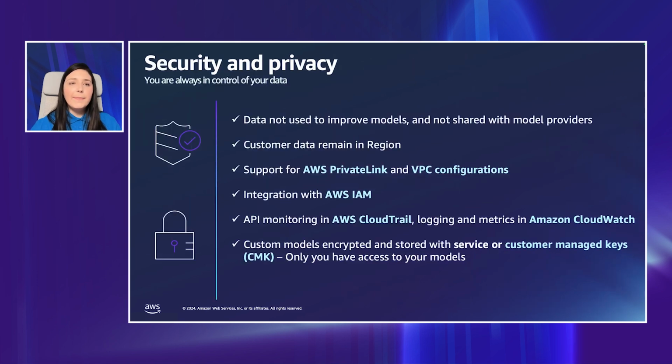So looking from a security and privacy perspective, your data is not used to improve any model, and it's not shared with any model provider. Your customer data remains only in your region, and we support both AWS PrivateLink and VPC configurations. All of this is integrated with AWS IAM, so you can create your IAM roles, and you can monitor and log and do the metrics with AWS CloudTrail and Amazon CloudWatch. And everything is encrypted by default using KMS keys, but you can also provide your own customer managed key if you would like to have an extra security layer.